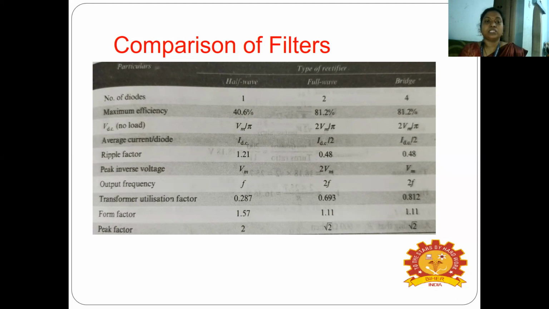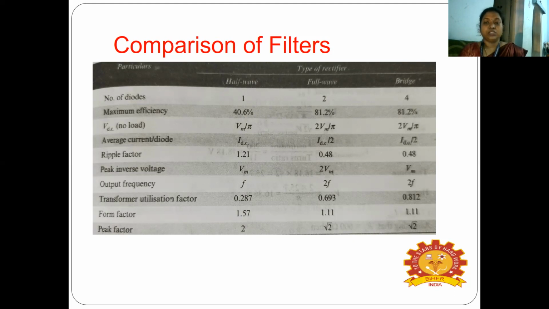Next, peak inverse voltage, PIV. We have to calculate the peak voltage, that is, V peak. For the half wave rectifier it is Vm, for the full wave rectifier it is 2Vm, and for the bridge rectifier it is Vm only. Output frequency: for the half wave rectifier, the output frequency is equal to the input frequency, that is Fout equals Fin. In the full wave rectifier it is 2F, because you know that it is twice the input, right? And for the bridge also it is 2F.